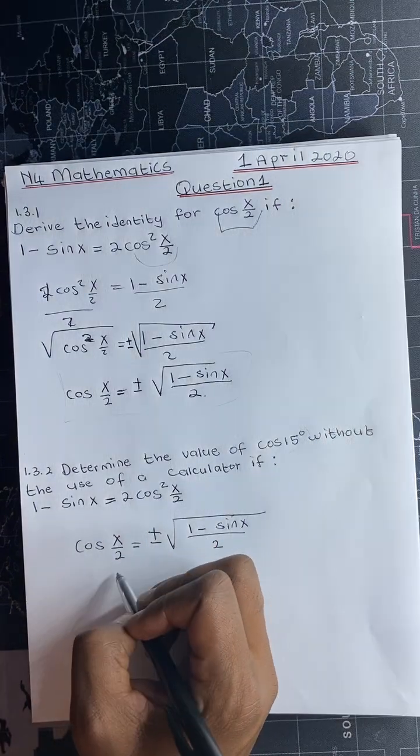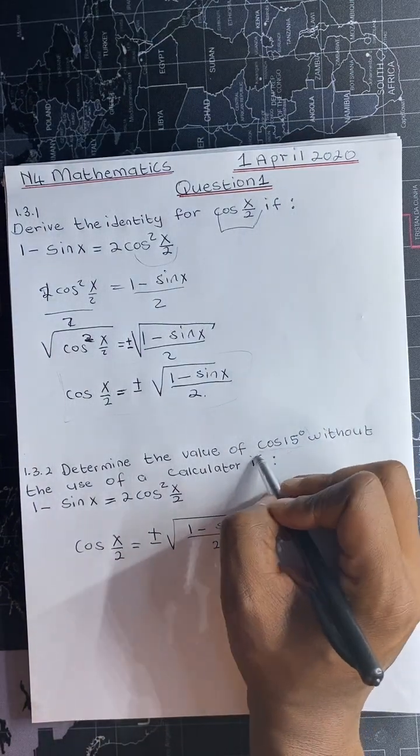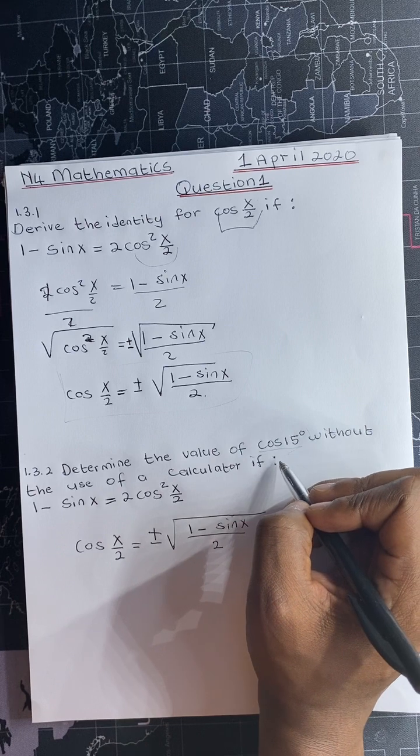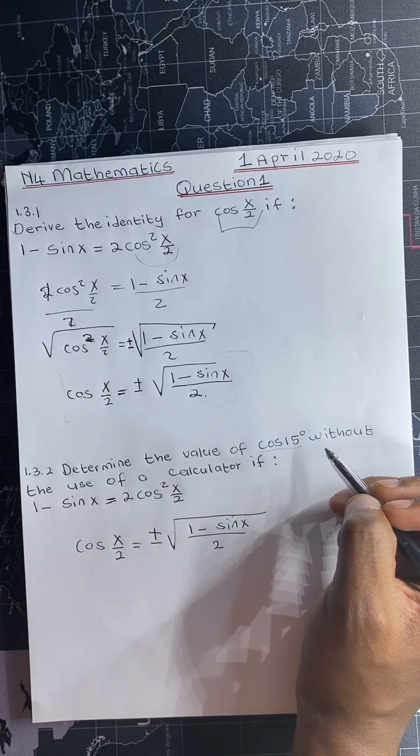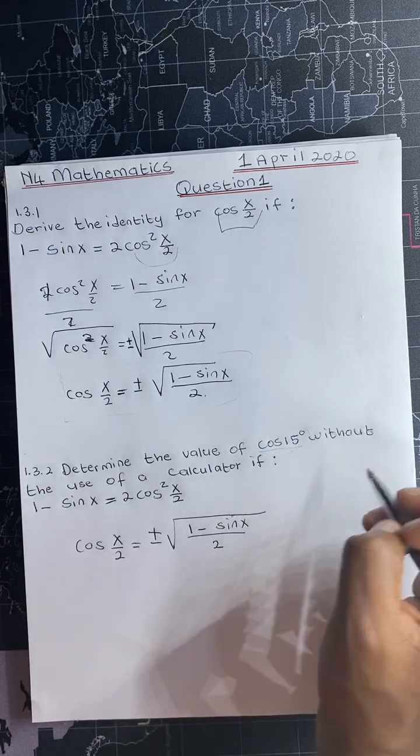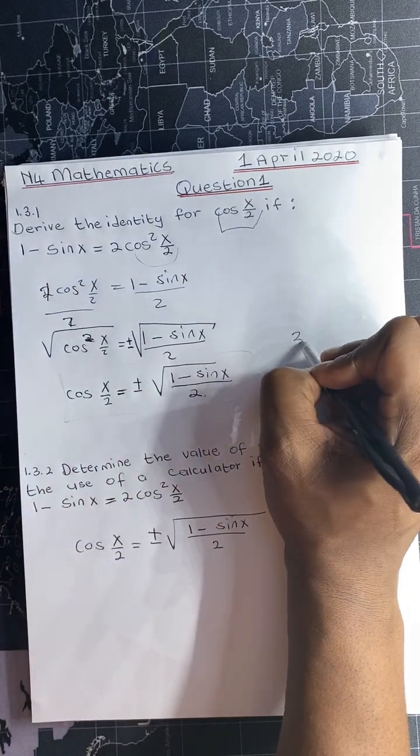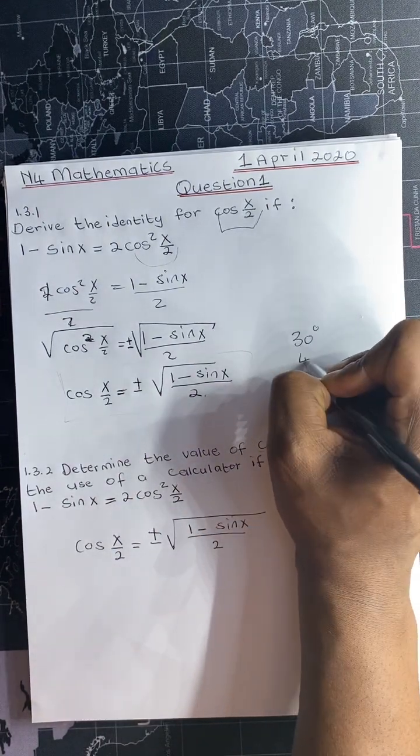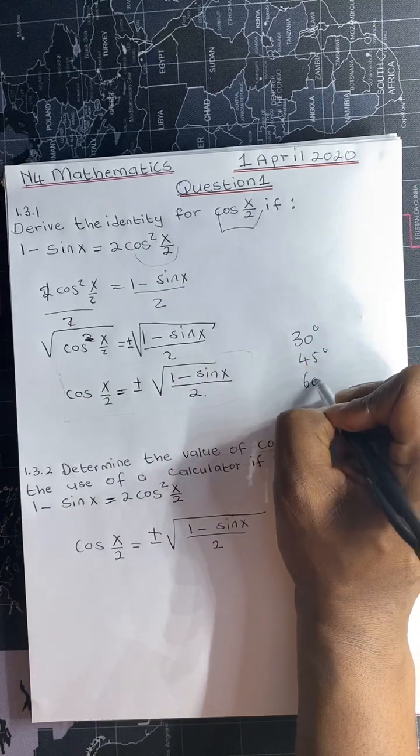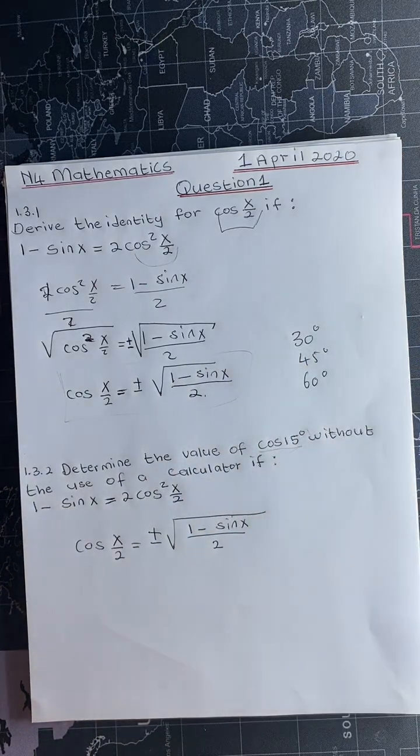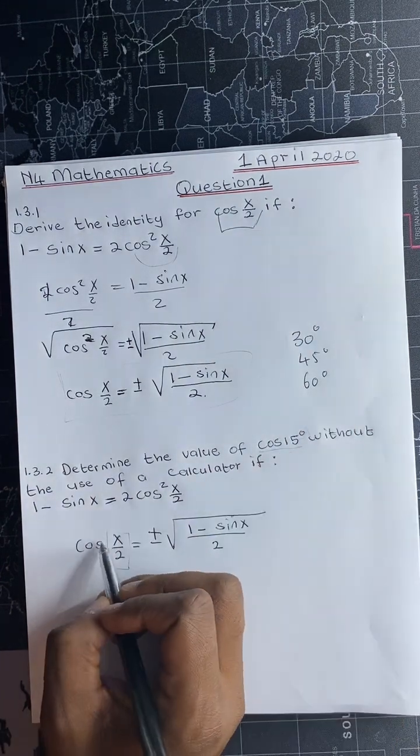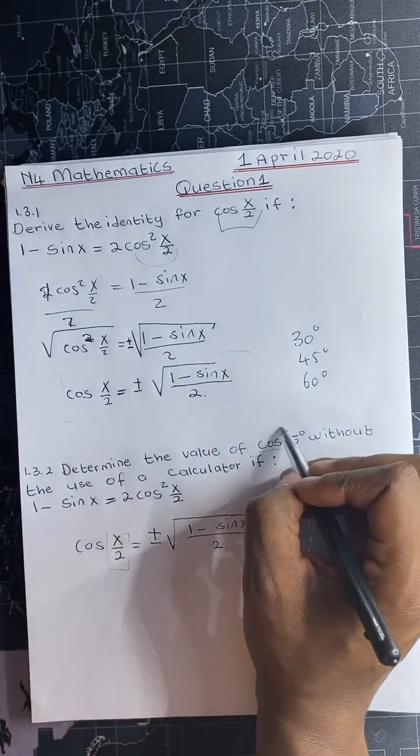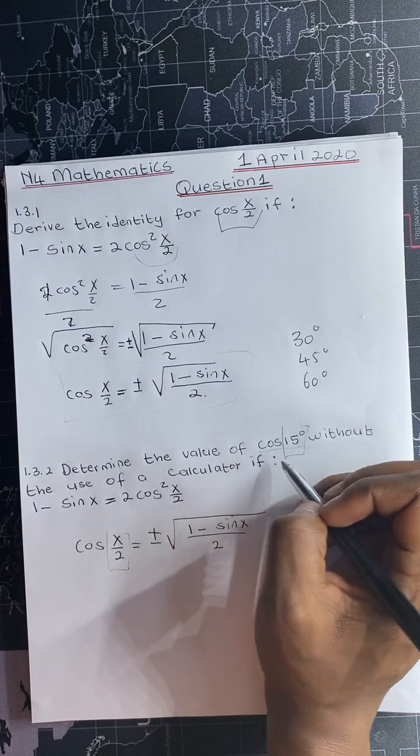We have cos of x over 2 here, and we're also given that cos of 15 degrees. And in order for us to not use a calculator, we have to use special angles. And there are only a few special angles that we can use here. So we have 30 degrees, 45 degrees, or 60 degrees, 90 degrees, and the rest are too far from this 15 degrees.